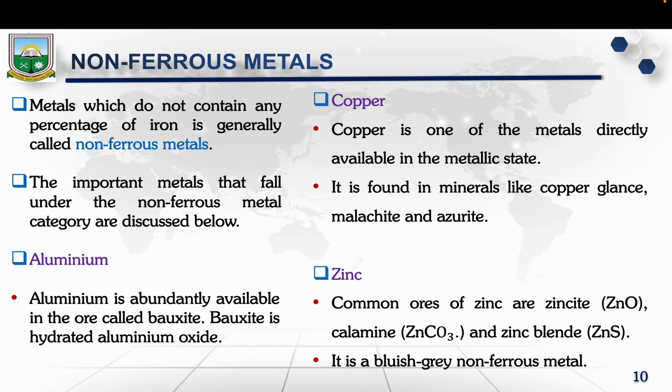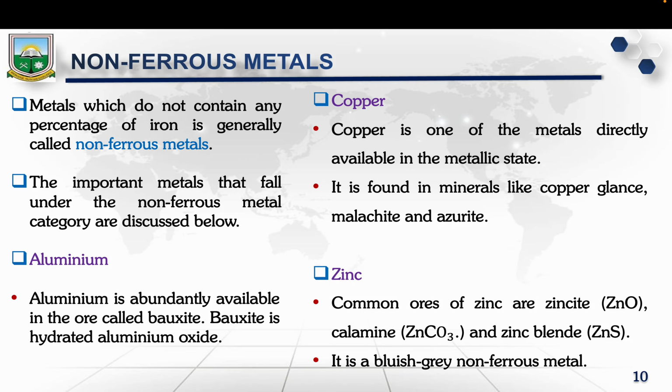Now let's look at non-ferrous metals. The ones we are going to look at are aluminum, copper, and zinc. As I said, non-ferrous metals do not contain iron as their primary element, and they offer distinct advantages compared to ferrous metals. So let's start with aluminum.